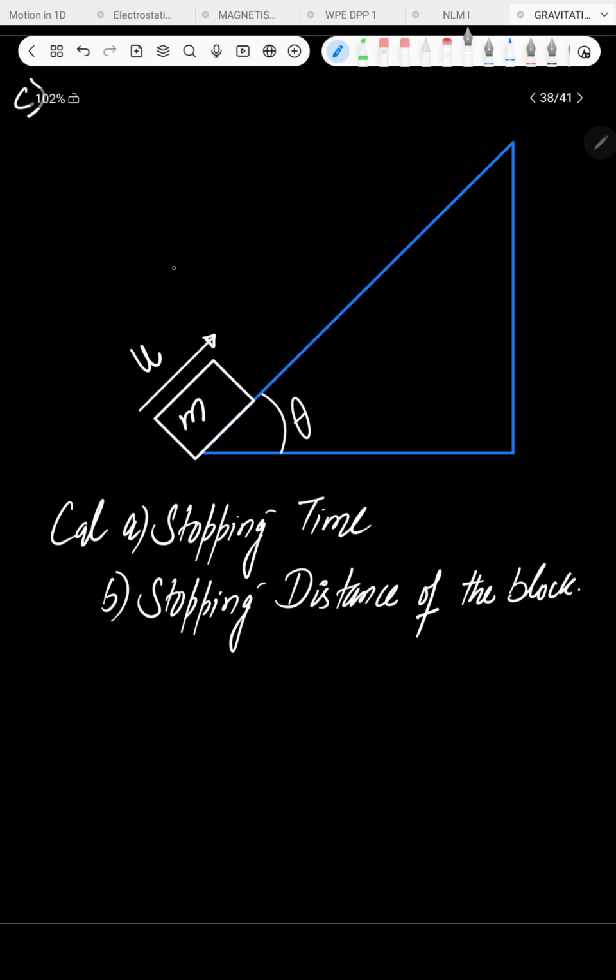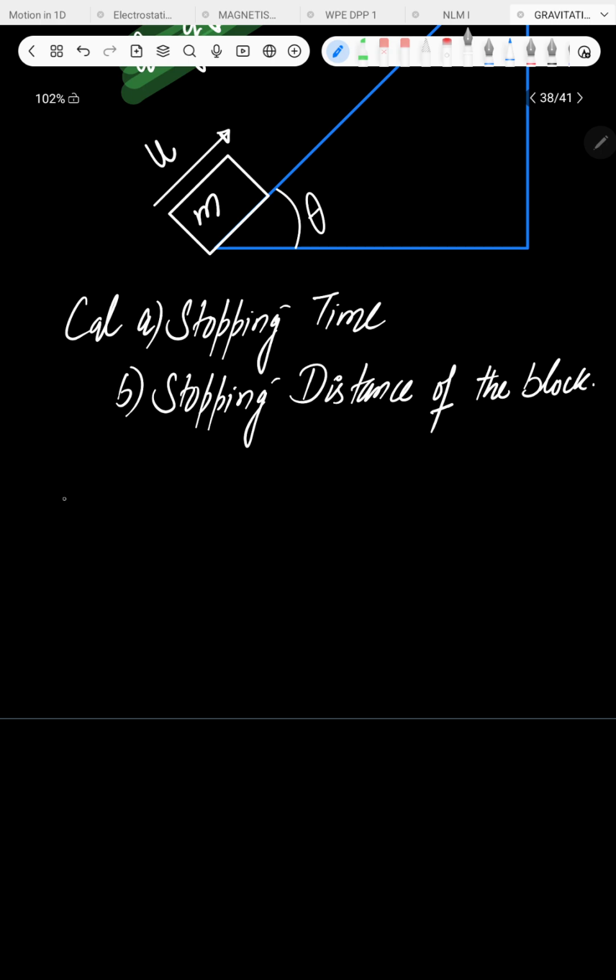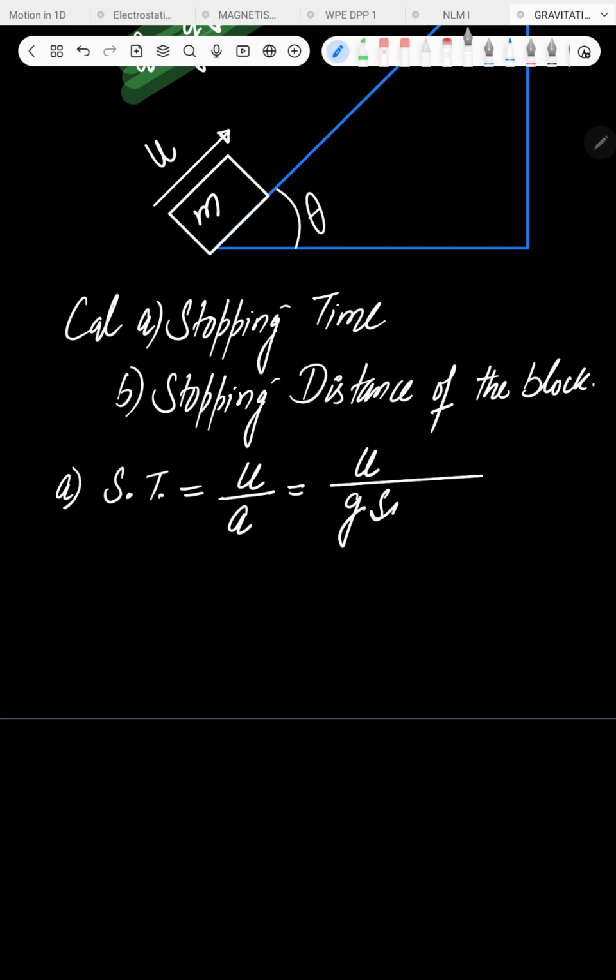Now tell me one thing, what is the value of that retardation? That will be obviously equal to g sin theta, isn't it? We have just calculated that a is equal to g sin theta in this problem again. That's absolutely great. Next thing we will be doing is the stopping time. In kinematics you must have studied, I am sure, that the equation for the stopping time is something like this, u divided by a. Tell me one thing, what will I replace this a by? It will be replaced by g sin theta, and this is our stopping time.